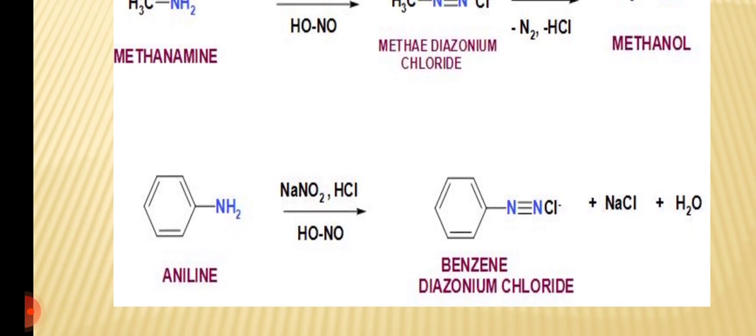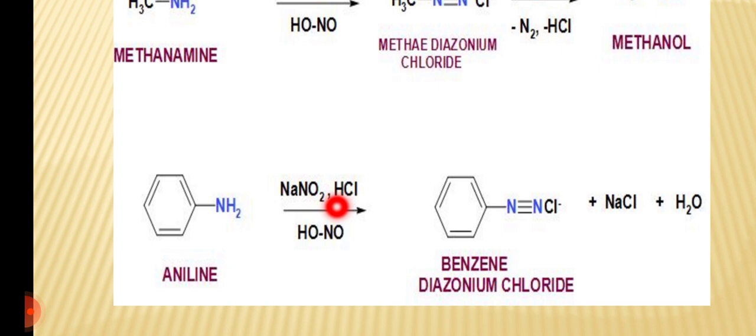This reaction is largely given by the primary aromatic amines like aniline. Aniline on reaction with sodium nitrite and HCl gives formation of benzene diazonium chloride. Once again, the chemical compound involved in this transformation is the nitrous acid, that is HONO, which is not isolated but is obtained in situ, that is during the reaction.